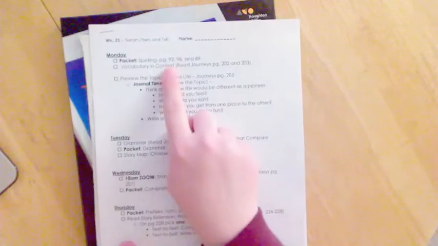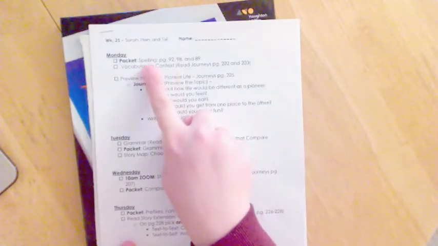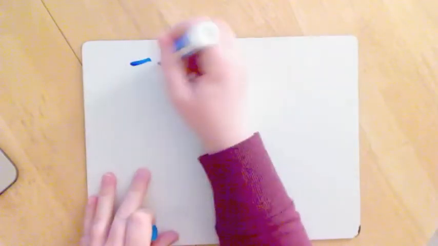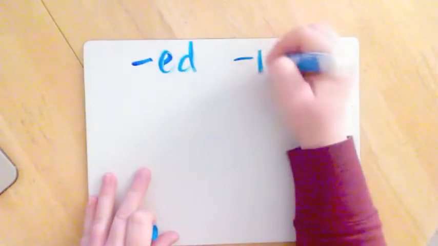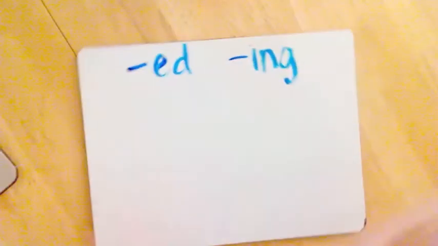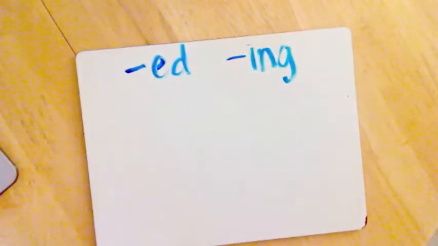So first step on our checklist, because it is Monday, as always, we're going to practice spelling. So let me show you what our spelling is like today. We have words with two different endings. We have an ending with ed and an ending with ing. Those are going to be our two things that we're working on today.